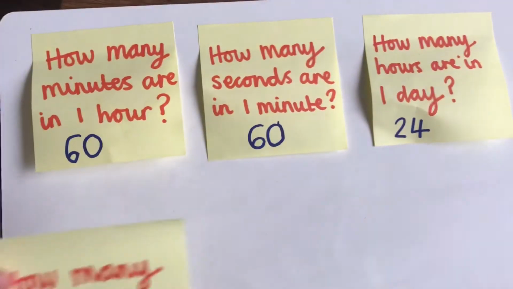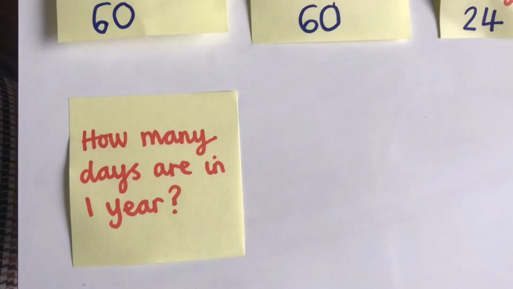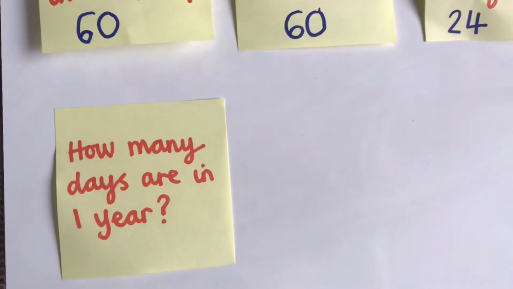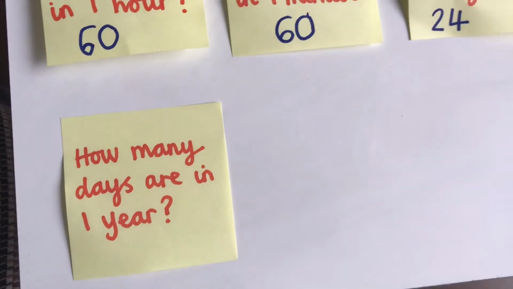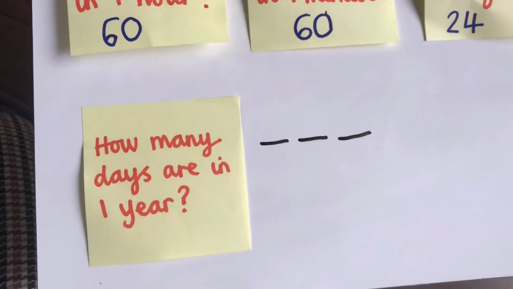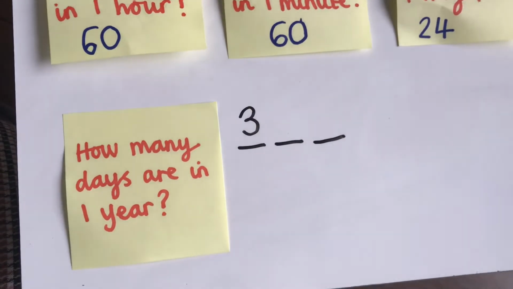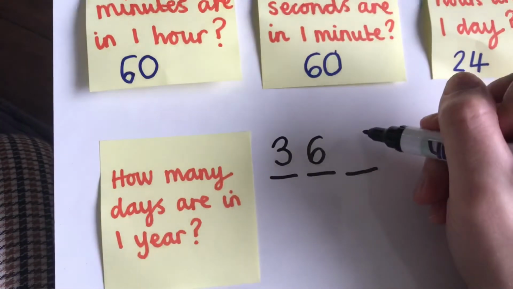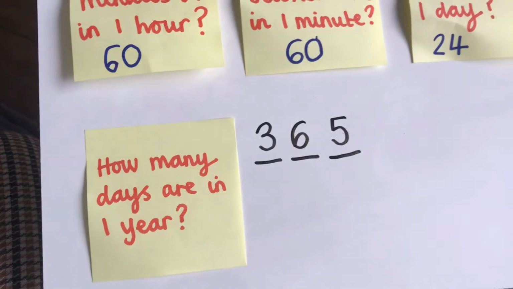So, how many days are there in 1 year? So think about a whole year. How many days do you think there are in 1 year? It's a 3-digit number, Y3. So it's got 3 numbers in it, 3 digits. Can you remember what it is? I'll give you a clue. It starts with 3. 365. 365 days are in 1 year.